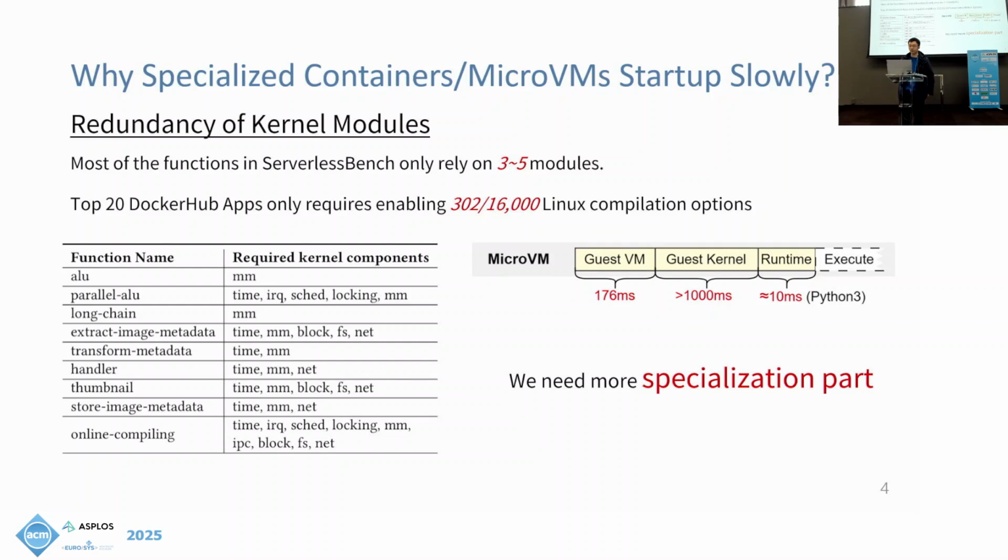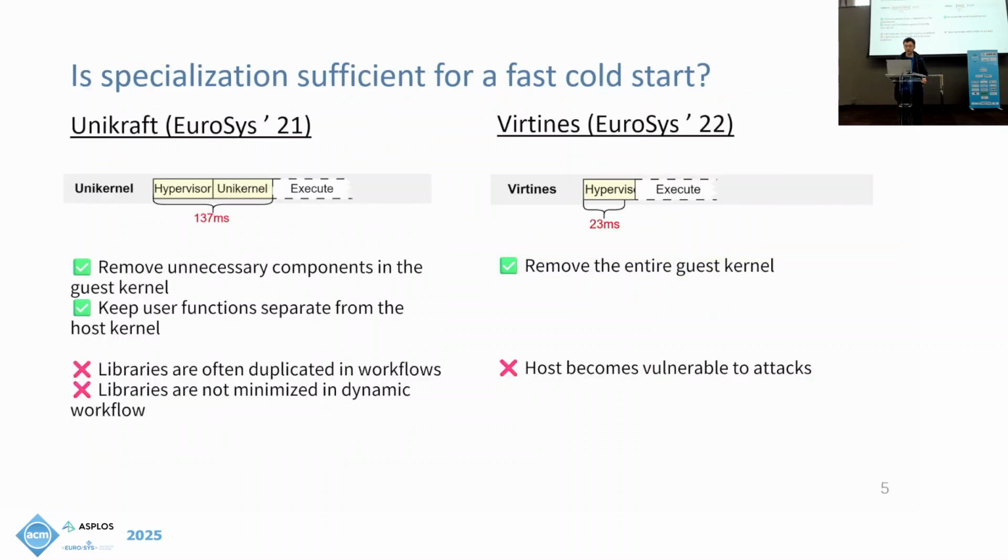Our analysis shows that many functions do not require the full kernel. For example, most functions in ServerlessBench only require 3 to 5 modules. Therefore, specialization of kernels must be included. The library operating system approach divides the operating system kernel into several small libraries and compiles each function with only necessary components. As you can see, the startup latency of Unikraft, a libOS for cloud use, is much shorter.